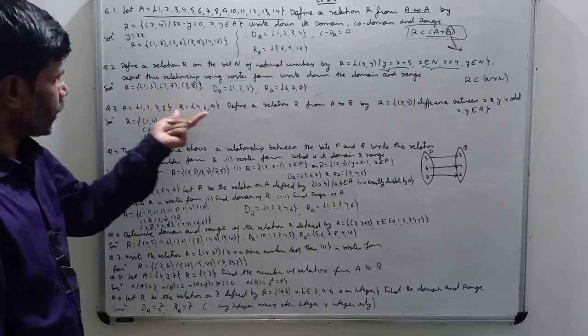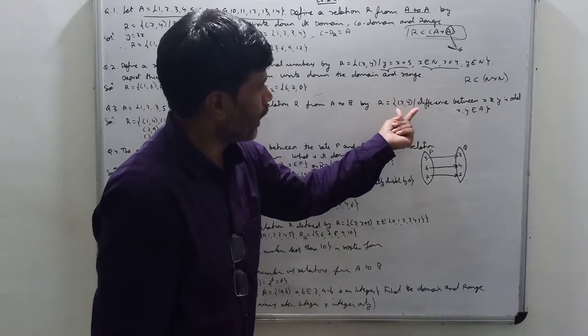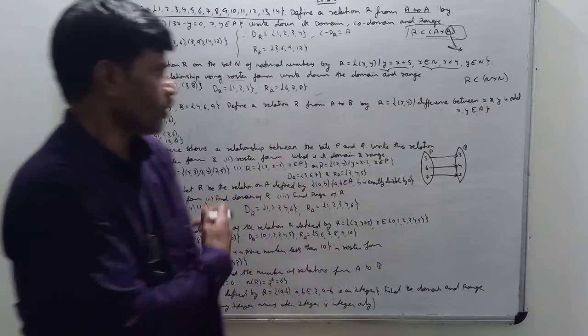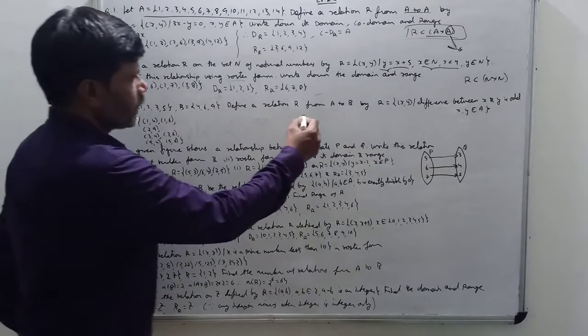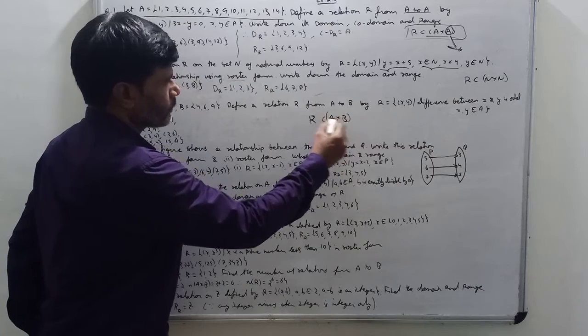This is the roster form actually. B is {4, 6, 9}. Define a relation R from A to B by R equals the set of ordered pairs (x, y), where the difference between x and y is odd. Okay. So again, R is a relation from A to B means R is a subset of A cross B.